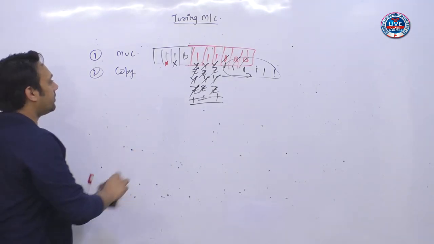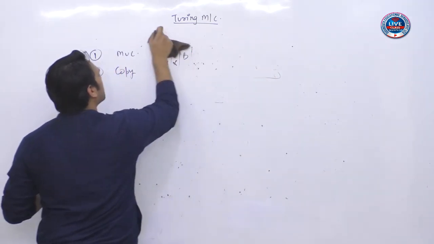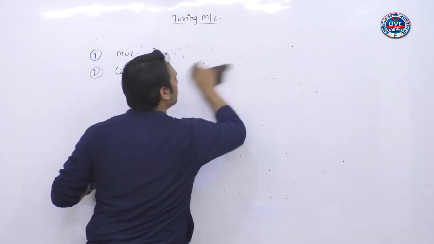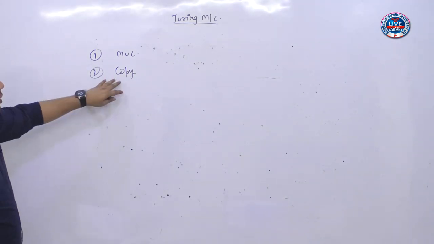Okay, so I don't think I have to spend a lot of time with it. But again, I just have to show you that this operation can also be done. That's it. So I don't have to create a Turing machine for this. Next, we have a copy operation.